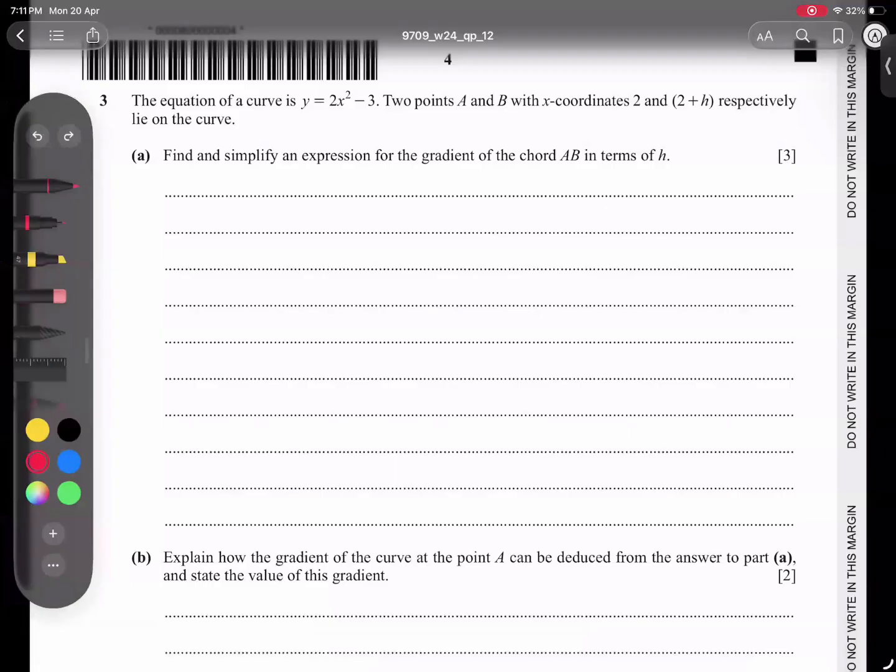Question number 3, students: we have the equation of a curve, and two points A and B. The x coordinate of A is 2, and the x coordinate of B is given. So A has x coordinate 2, and B has this one.